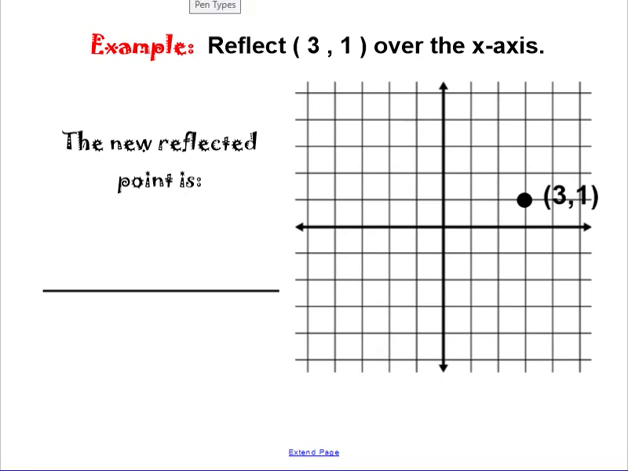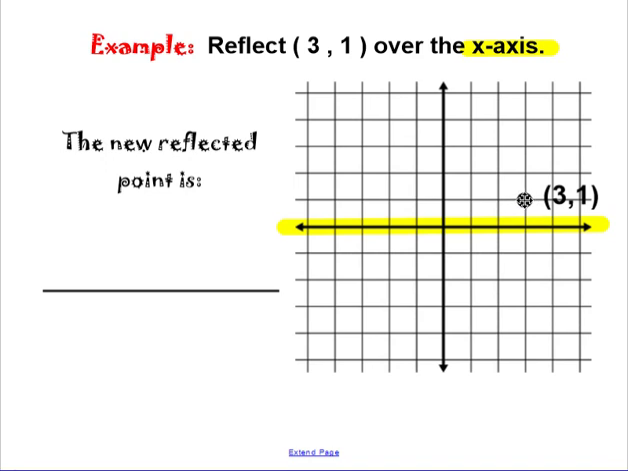What I like to do is take a highlighter or a marker of some sort and actually highlight the x-axis, because it's telling me to reflect over the x-axis. So I've highlighted my axis. It tells me what my point is. It says reflect 3, 1 over the x-axis, and it's even shown me where 3, 1 is.